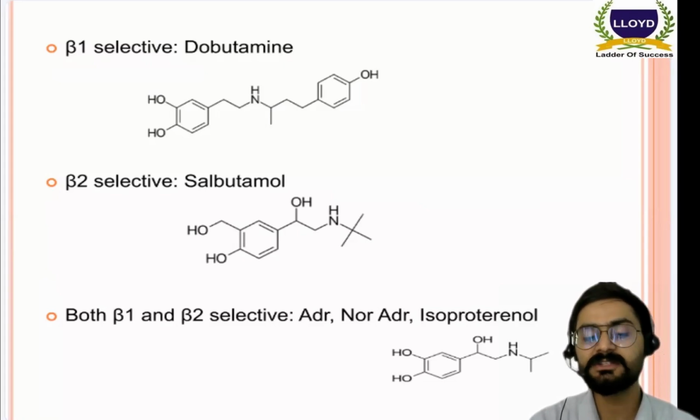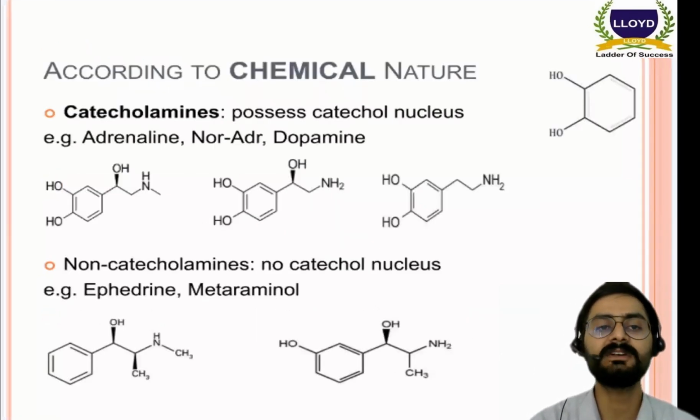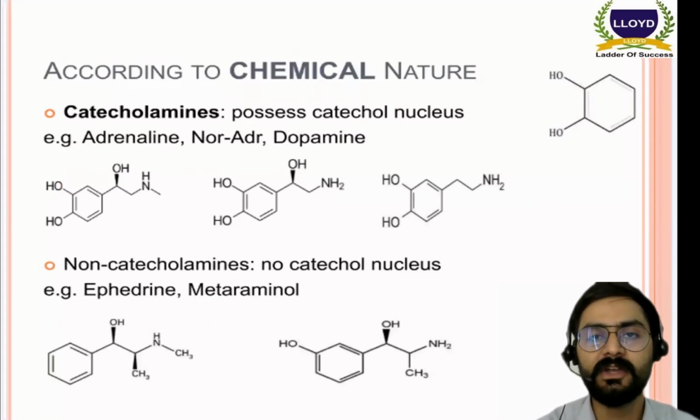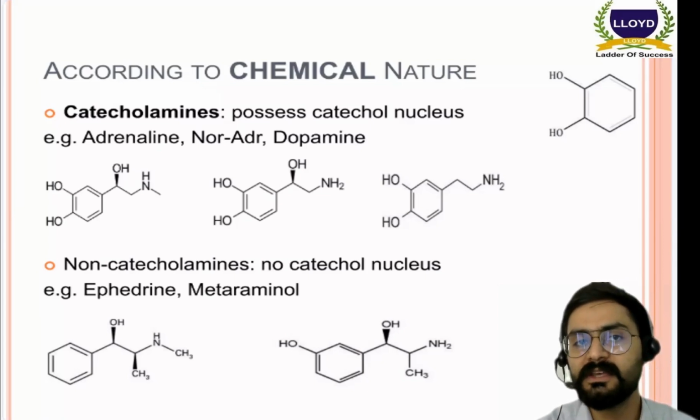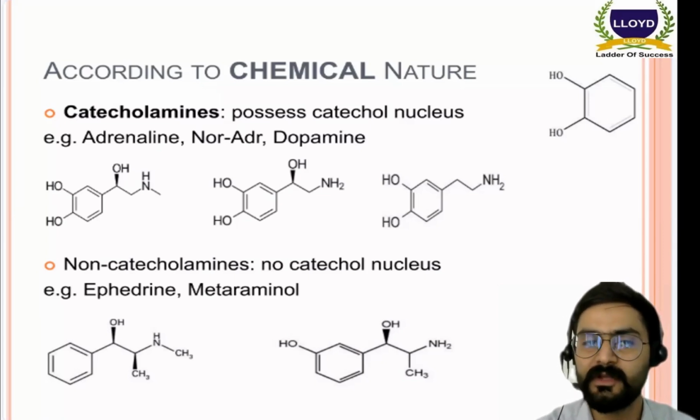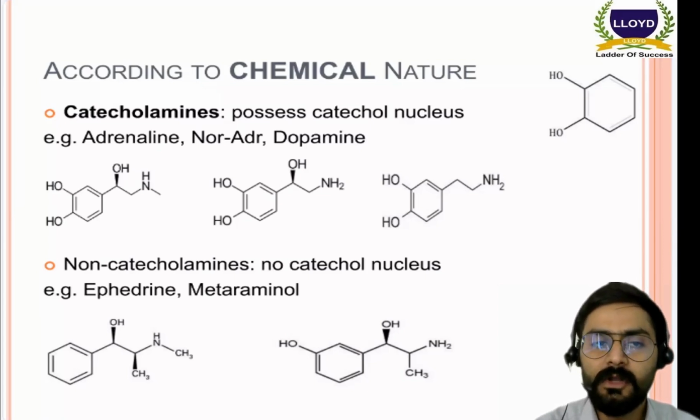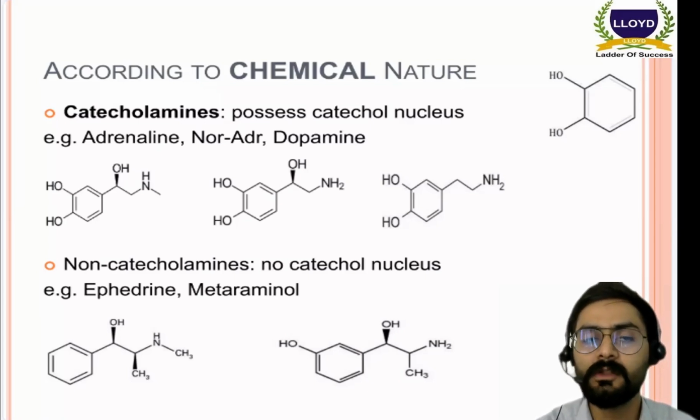Understanding this classification is crucial for designing and choosing the right therapeutic agent. Lastly, these drugs are divided according to the chemical nature into two types, that is catecholamines and non-catecholamines. Catecholamines have a catechol nucleus in their structure, for example adrenaline and noradrenaline, and non-catecholamine derivatives do not have a catechol nucleus in their structure. Example is ephedrine. As you see, the catechol nucleus is formed when you put a hydroxyl group on the phenol moiety.